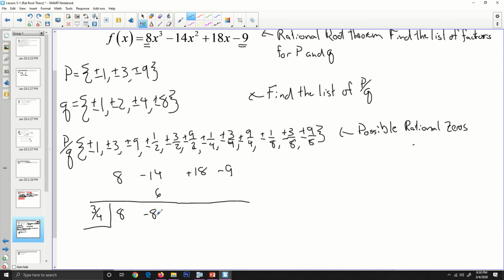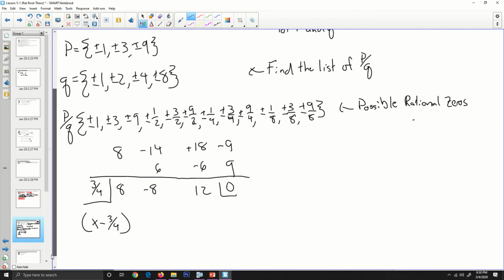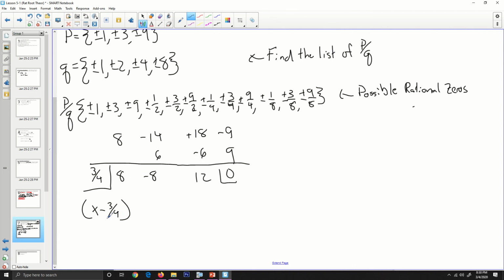Okay, so 8 times 3/4 is going to be negative 6, which will be 12, and then 3/4 of 12 is 9. That gives me 0. Oh, thank goodness. All right, so at first glance, you're going to say x minus 3/4 is your first zero. And while that's okay, and we can get those other zeros, it'll just be easier if we rewrite this thing, because I'm going to factor out that 8 there. So I'm going to rewrite this thing as 4x minus 3. That'll be my first one.